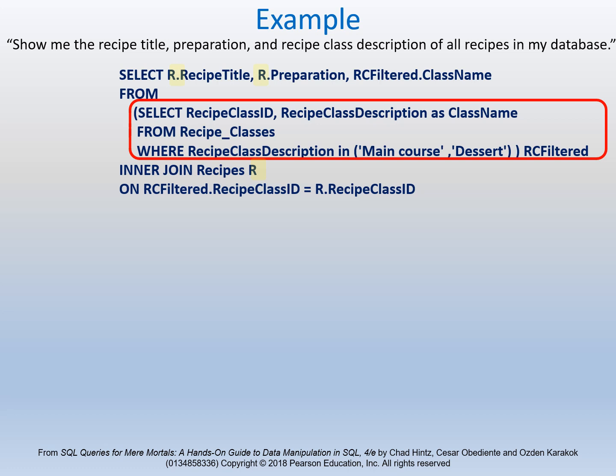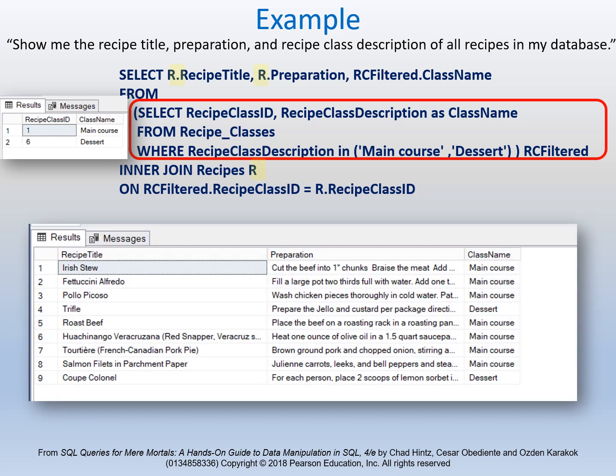Here is the embedded select statement in its location in the from clause, and we have the screenshot of the query result, recipe class ID, and class name. That from clause consists of a virtual table of these two columns, the result of the embedded select statement. The outer select statement selects recipe title, preparation, and class name. We see that result in the screenshot below the select statement.